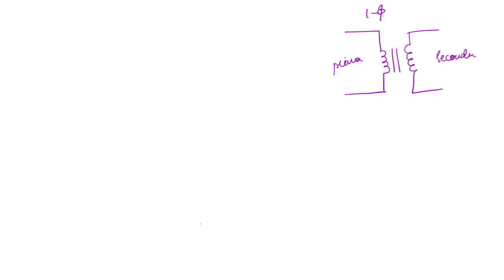So we can understand this when we look at the windings. Consider a single phase transformer. Okay, so this is the single phase transformer. This is the primary side and this is the secondary side. Now both of the voltages, that means the voltage across the primary and the voltage across the secondary, they will be in phase, right? Primary and secondary voltages will be in phase.